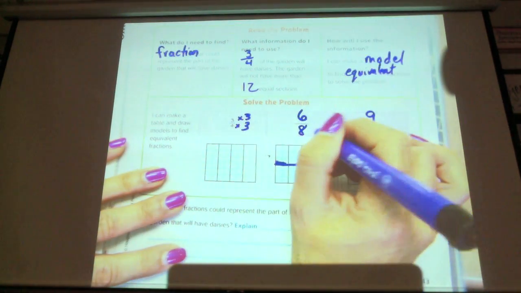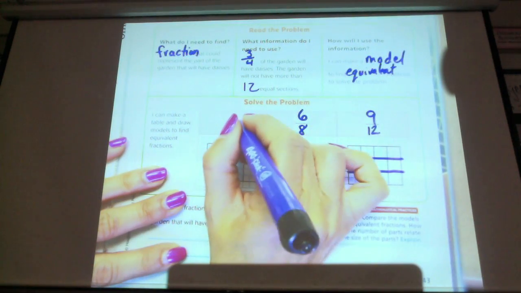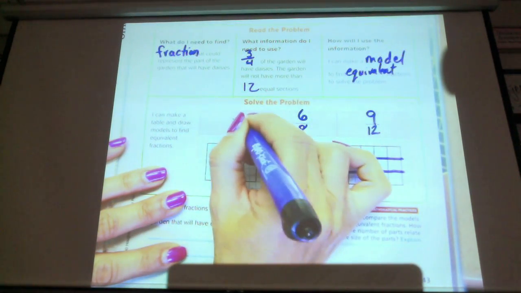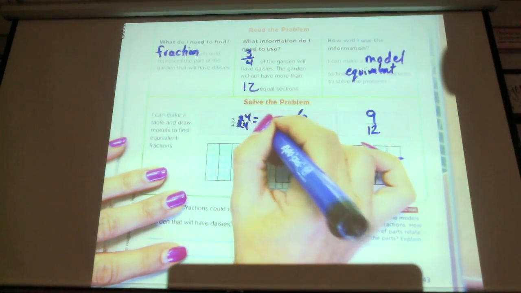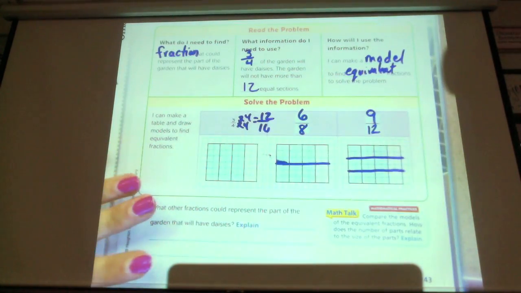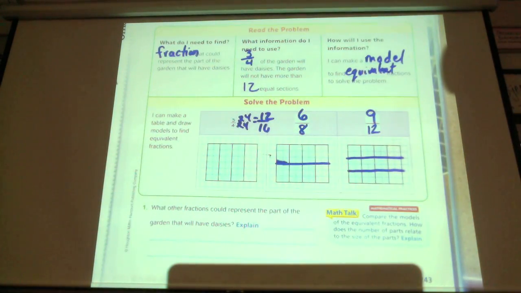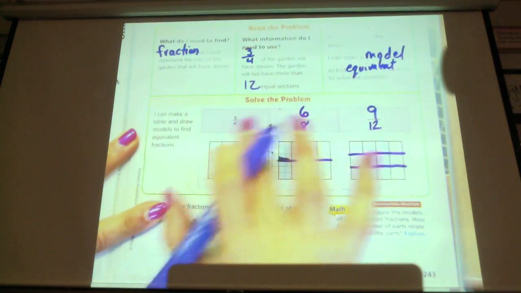What could I have done? 4 times 4 and 3 times 4. 4 times 4 is 16. This is an equivalent fraction. Would this have worked? Who can explain to me why that one would not work? Rachel. The denominator is over 12, and the problem says it can't be more than 12 equal parts. All right, so I'm going to get rid of that one.